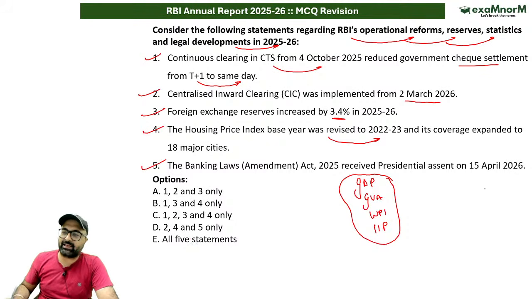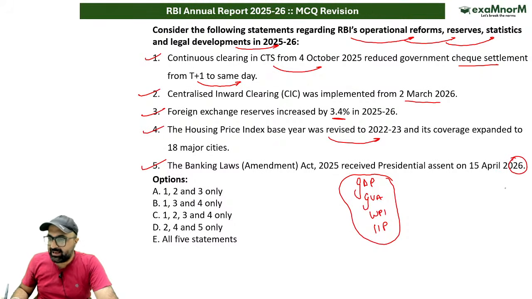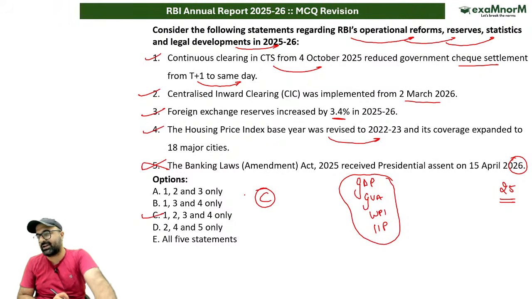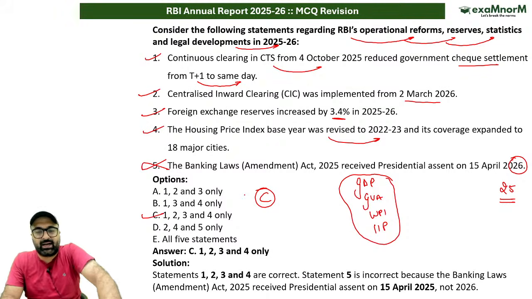No, sir, that is incorrect, because this act has received our president's signature in 2025, as I said, but it is written 2026. So this is wrong. Answer will be C option. 1, 2, 3, 4 are the correct answers. Got it, guys? Clear है? समझ आ गया? चलो अगले क्वेश्चन की ओर बढ़ते हैं.